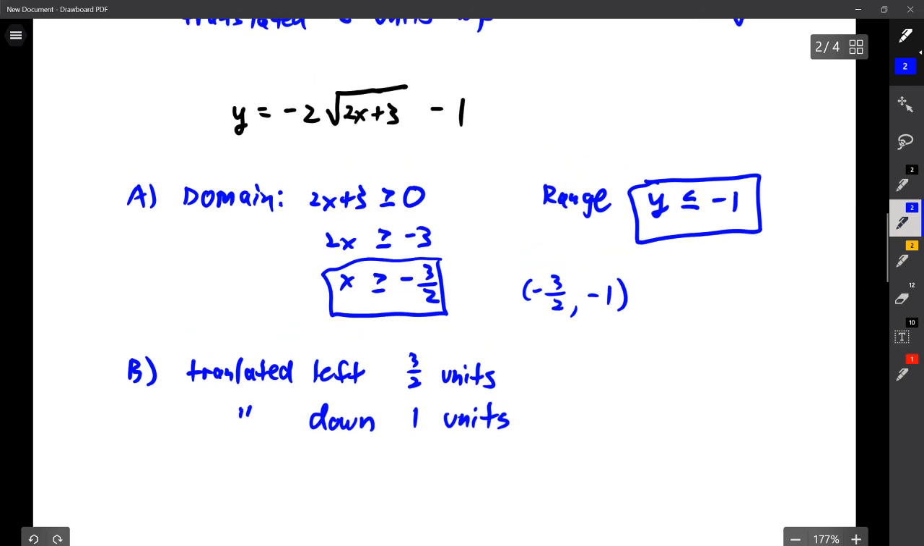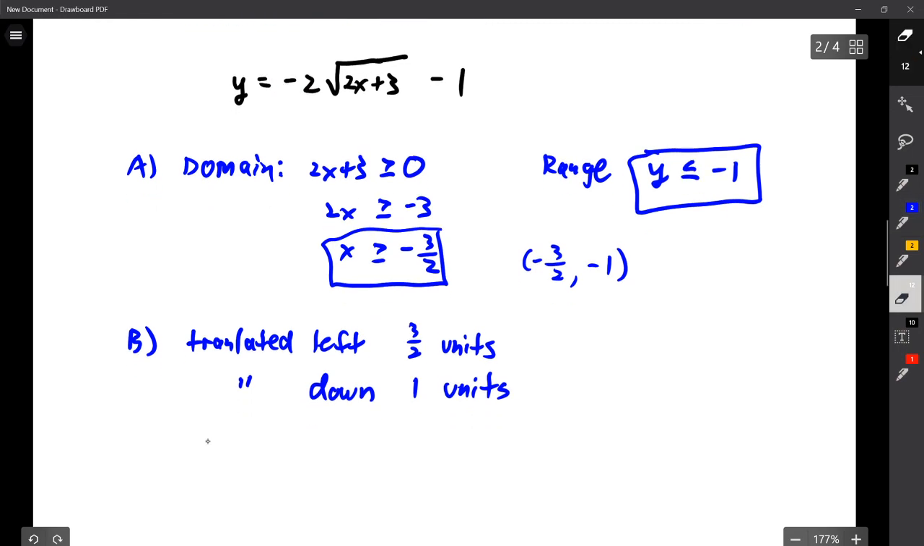What else do we know? Well, I have a negative here, so that is reflected. So it's vertically reflected.